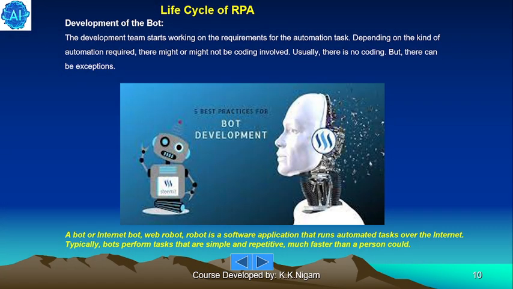Development of the bot. The development team starts working on the requirements of the automation task depending on the kind of automation required. There might or might not be coding involved. Usually there is no coding, but there can be exceptions. A bot, or internet bot, web bot, robot, is a software application that runs automated tasks over the internet. Typically, bots perform tasks that are simple and repetitive, much faster than a person could.